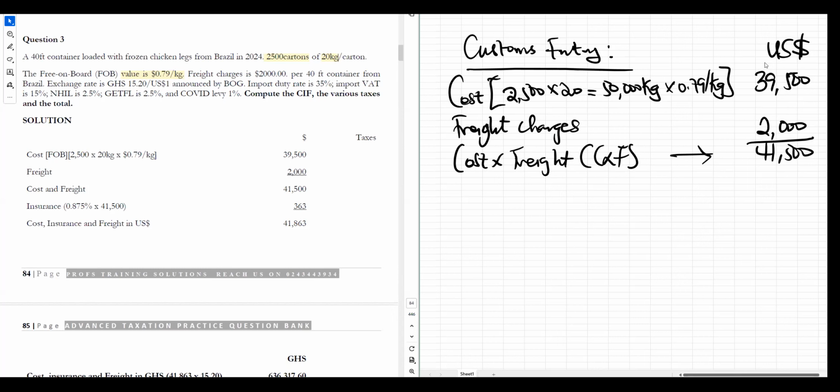So now that we have the C and F, was there insurance in the question? No, there was no insurance. So I told you that we assume the notional insurance. So did the goods come by air or did they come by sea?